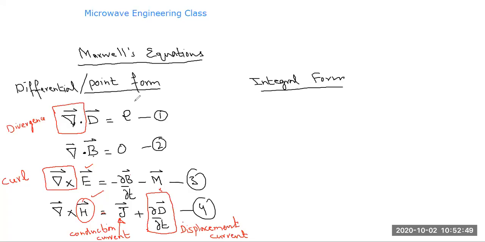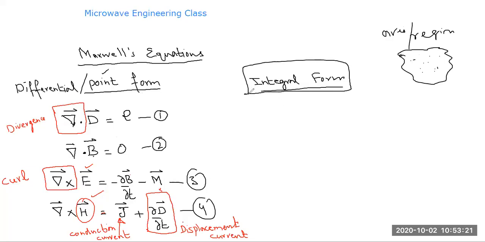Okay, so these are four equations in point form. Similarly, you can also represent these four equations in their integral form. Maybe you are not interested in finding the relationship between fields at a point. You may be interested in some region, some area, and within this area you want the relationship of these quantities. In that case, you have to use the integral form of Maxwell equations.